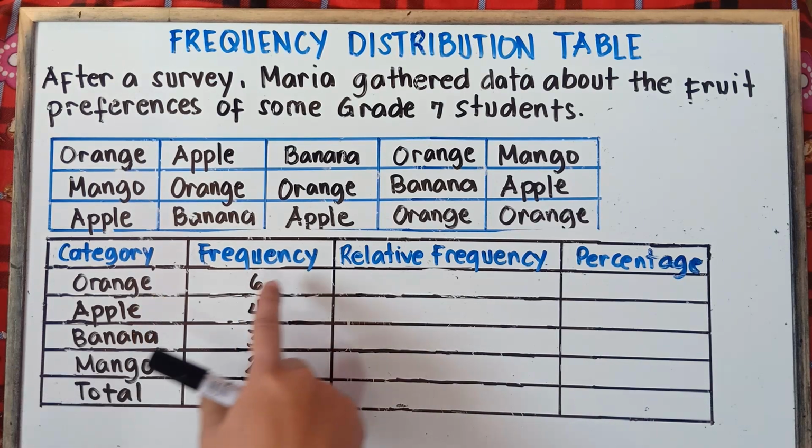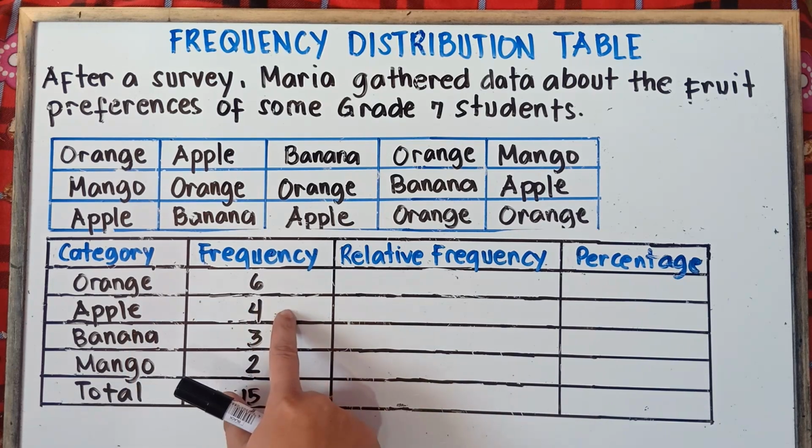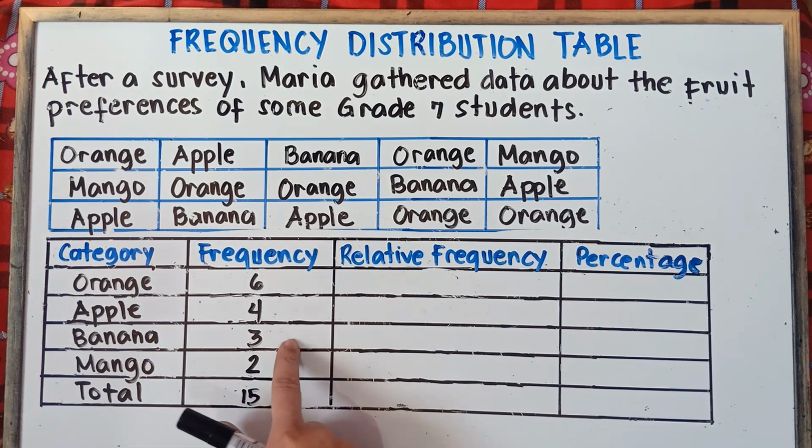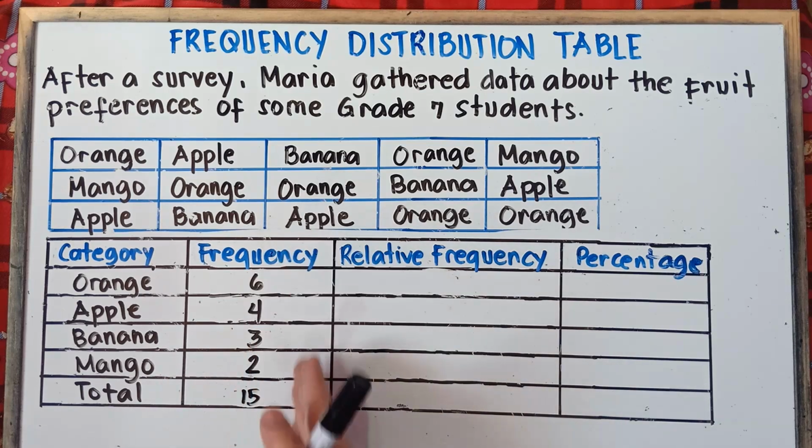So for oranges, there would be 6. Apples, there would be 4. Banana, there would be 3. Mangoes, there would be 2. And then the total, there would be 15.